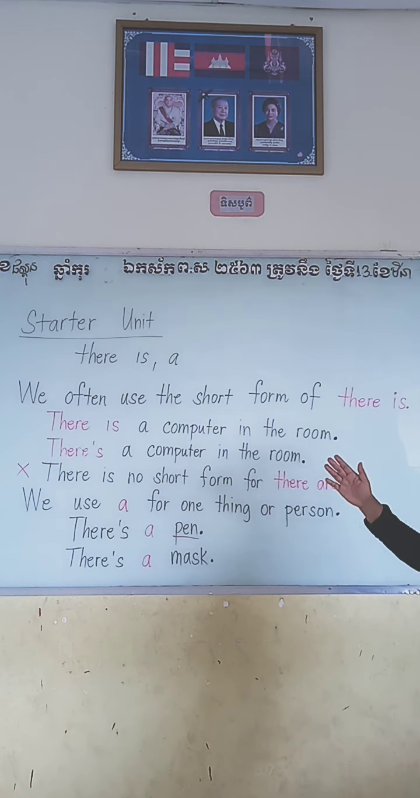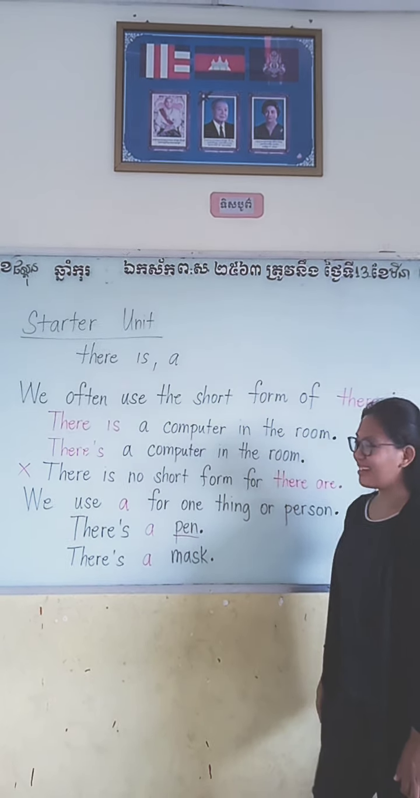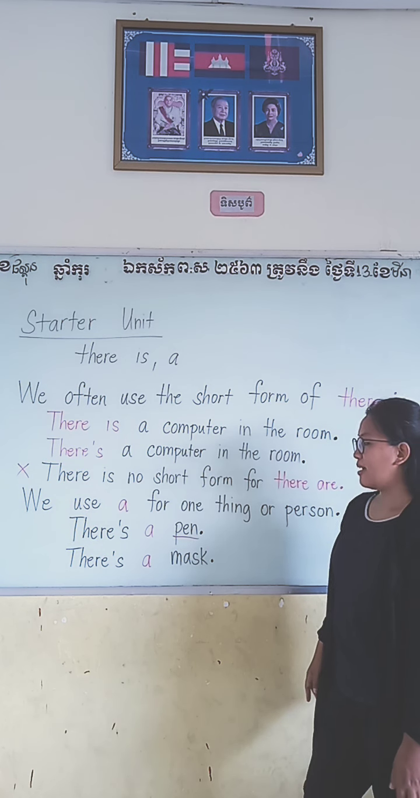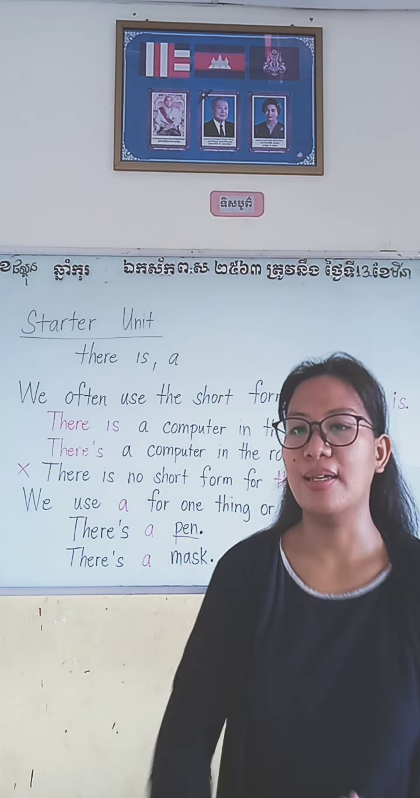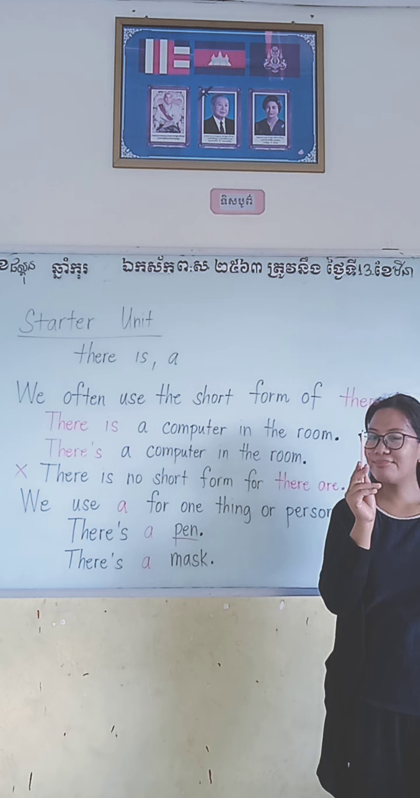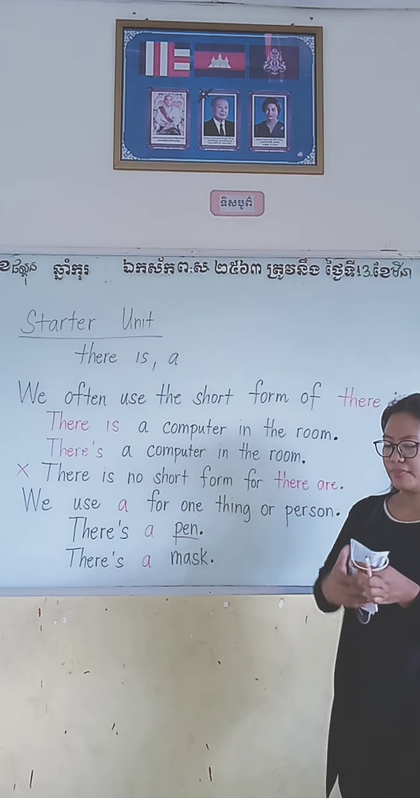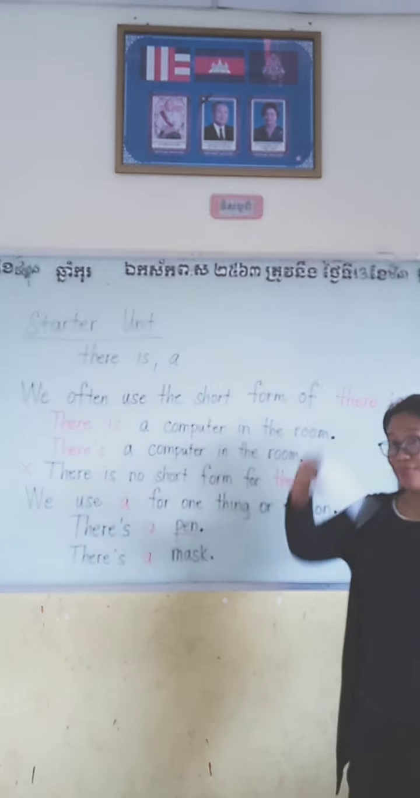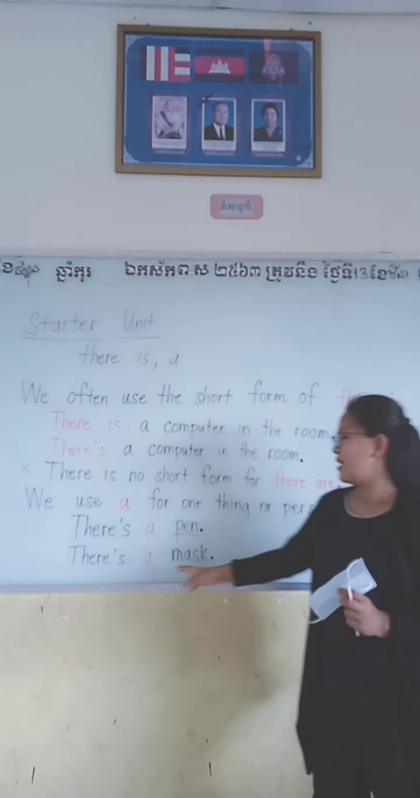Okay, so we use the short form of there is. There's a pen. Again, there's a pen. Okay, there's a mask. So I'm going to get my pen and my mask. There's a pen. Next, there's a mask. This is my mask. I'm not going to use it. There's a mask.